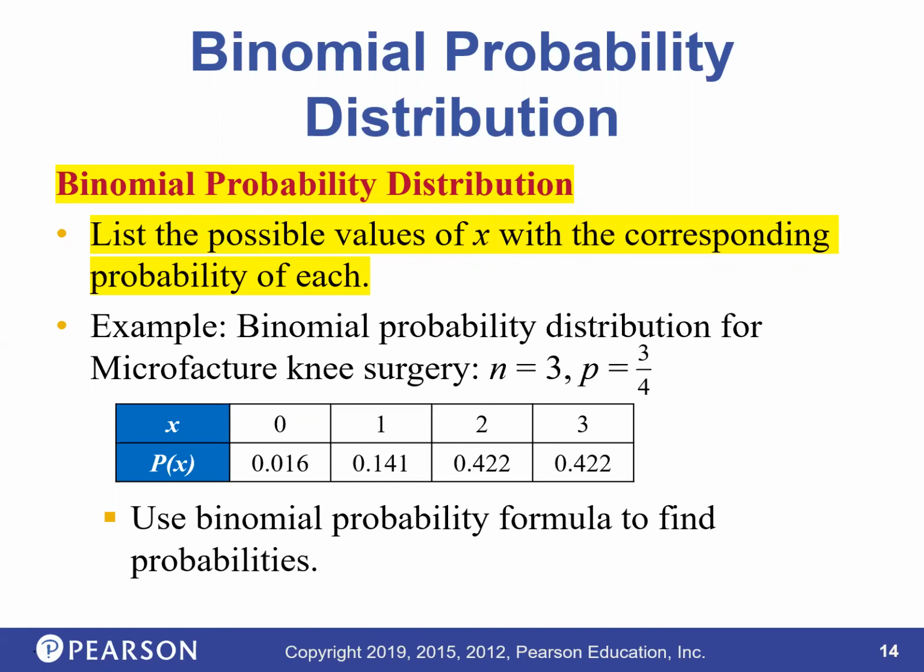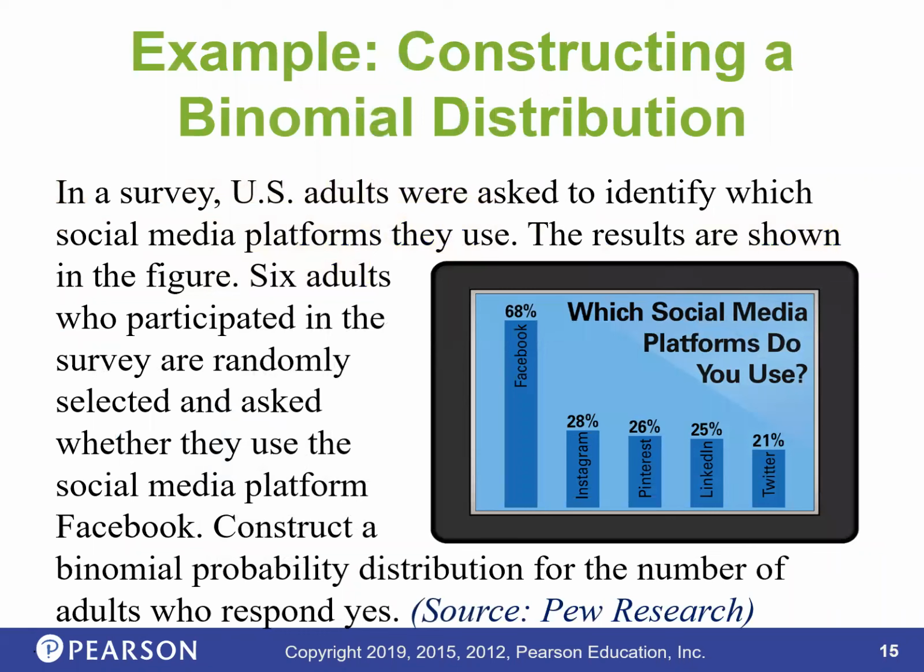Oh, the problem itself is right here. So let's go with it. This one, the probability distribution theorem, sometimes it actually does test whether certain numbers are correct. So there's a survey here. US adults are asked to identify the social media platform they use. The results are shown. Six adults who participate are randomly selected and asked whether they use social media platform, Facebook, right? Particularly Facebook. So Kristen, this is the one that we were having an issue on last time, right?